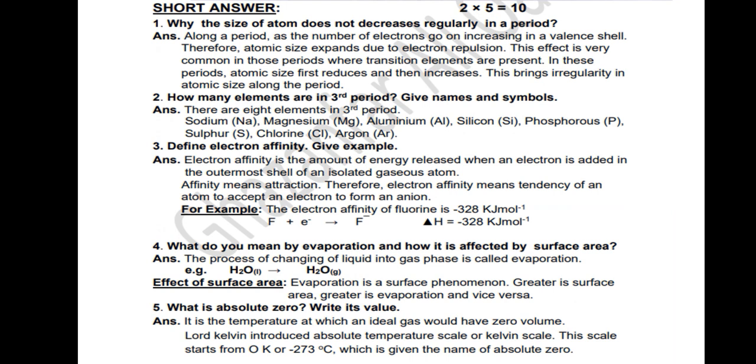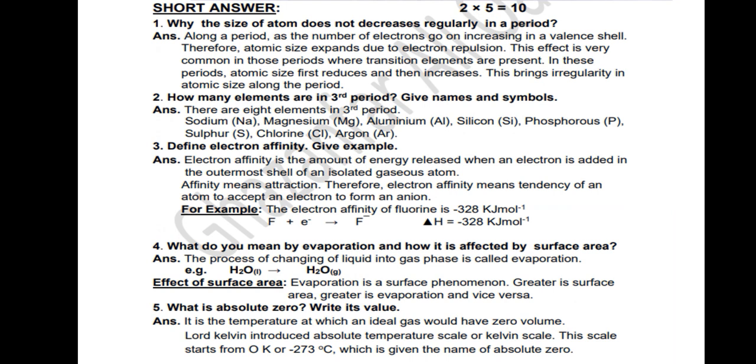How many elements are in third period? Give names and symbols. In third period, there are 8 elements: sodium, magnesium, aluminium, silicon, phosphorus, sulfur, chlorine, and argon. It starts from sodium and ends at argon, having the atomic number 18.